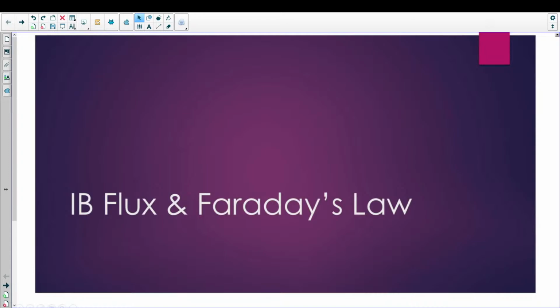Today we're going to talk about magnetic flux and Faraday's law. This is topic 11.1, and it goes well with the Alberta curriculum's unit on electromagnetic induction and Lenz's law, which is in unit B of the Alberta curriculum.